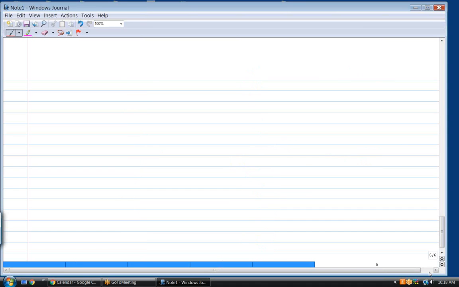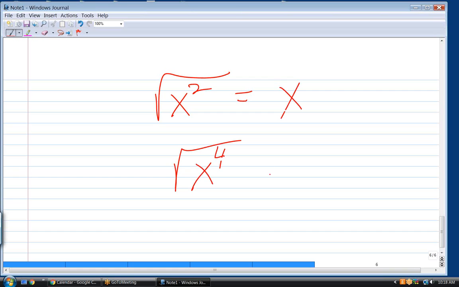Let's go on. So we know how to take square roots. What's the square root of x squared equal to? X. What's the square root of x to the 4th equal to? X squared. Okay, good.